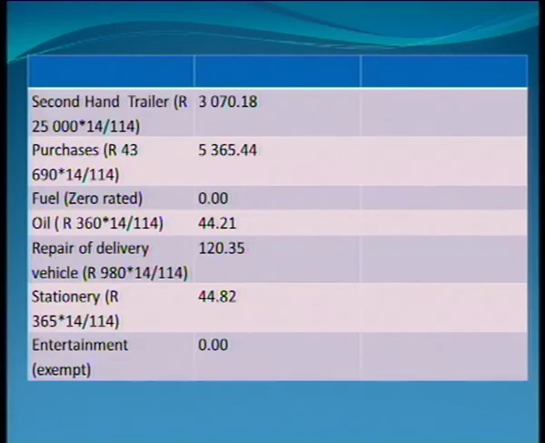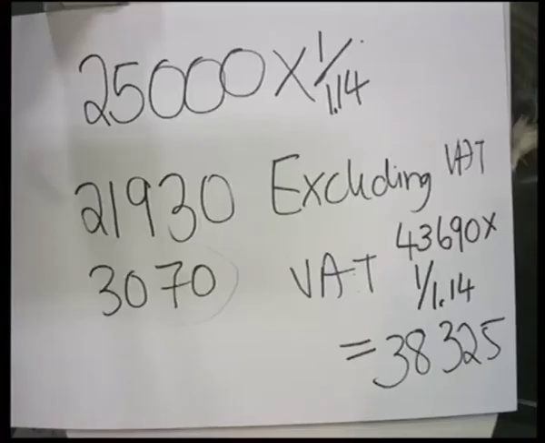Fuel is zero rated because you can't claim tax on it. Your oil is taxable, and they have calculated this as per the 2 examples that I have explained.